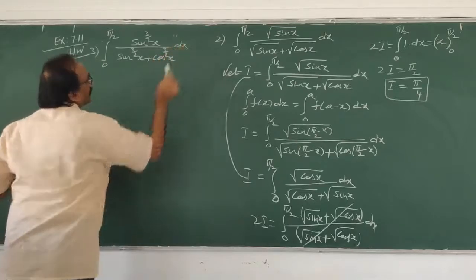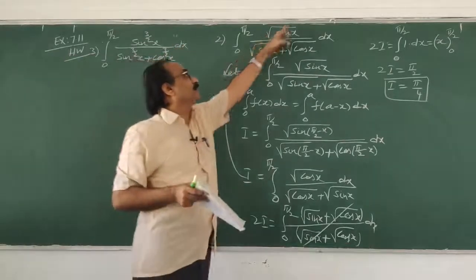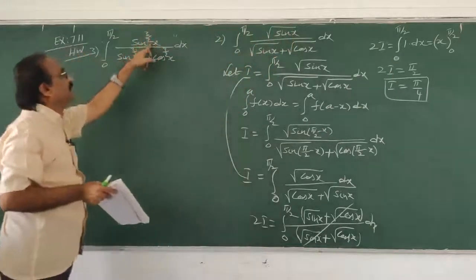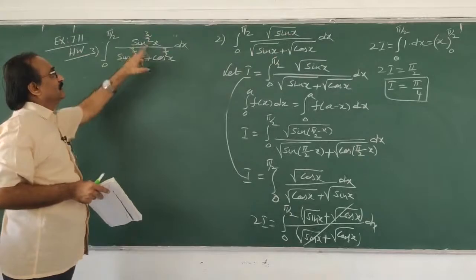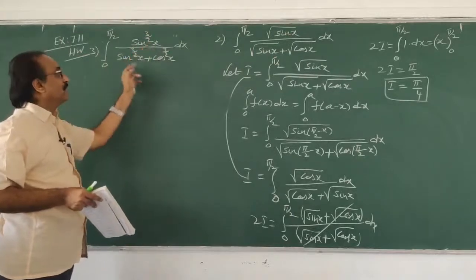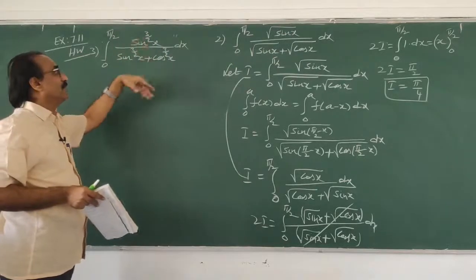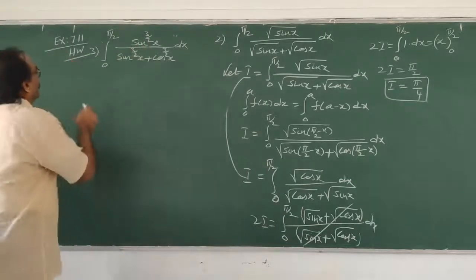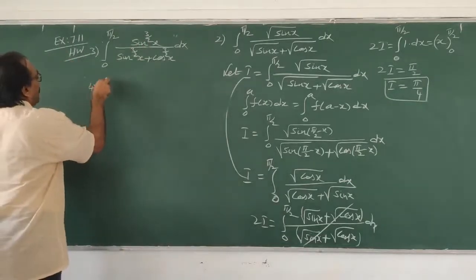Now here see, here root means 1 by 2, sin power 1 by 2 x, which we did. Here sin power 3 by 2 x, we did the same. I, then, will become cos. Same denominator, same will come. So we'll cancel, 1 dx, pi by 4. The answer is also pi by 4. Now problem number 4 is the same.